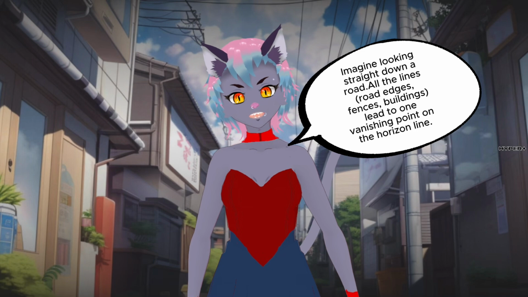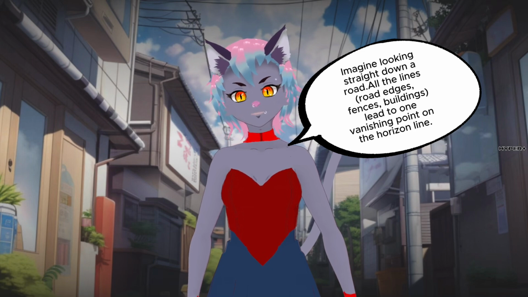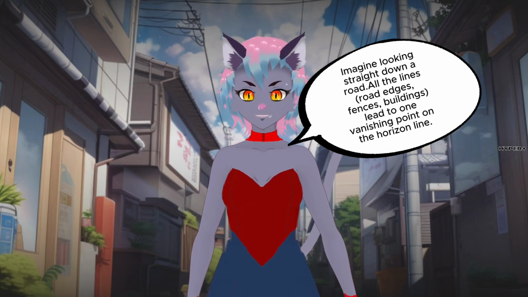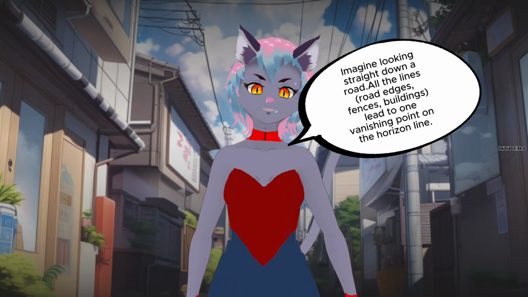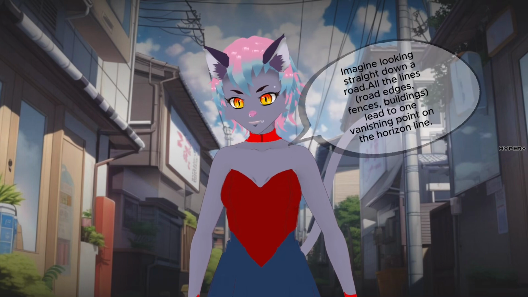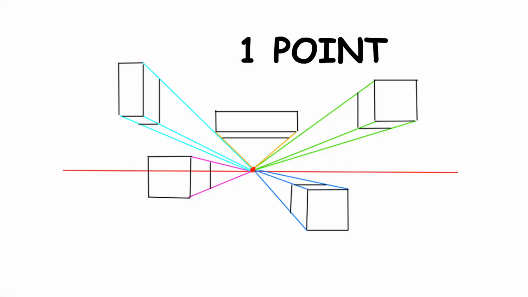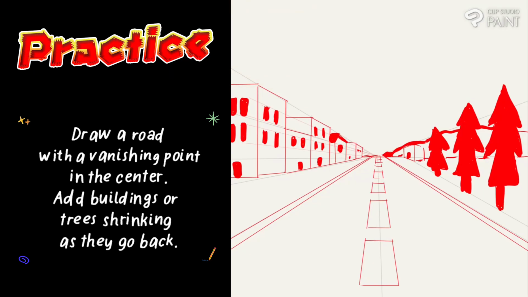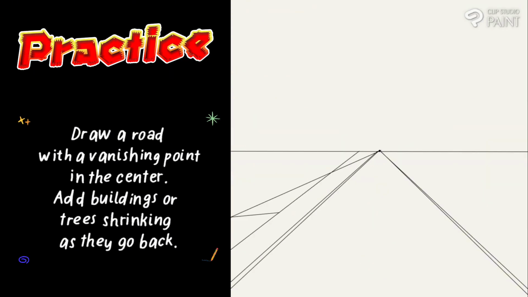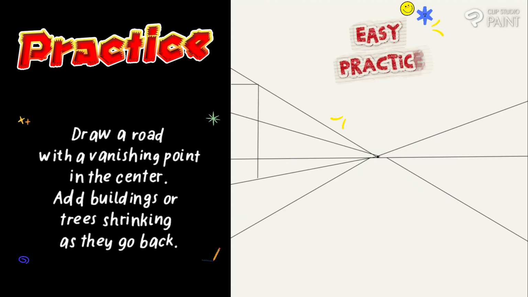Imagine looking straight down a road. All the lines, road edges, fences, buildings, lead to one vanishing point on the horizon line. Draw a road with a vanishing point in the center. Add buildings or trees shrinking as they go back.